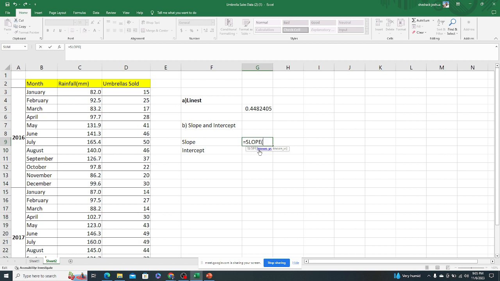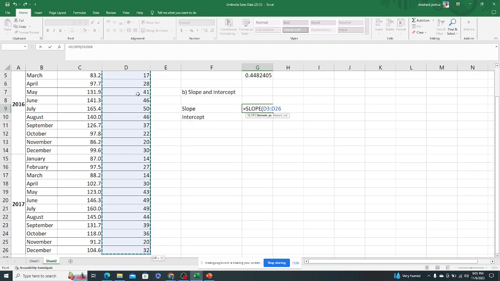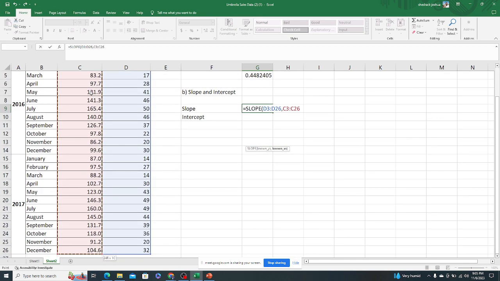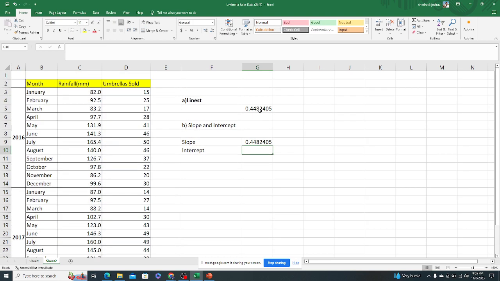So we are going to calculate the slope, and for slope we will also need two arrays, the known y's and the known x's. We highlight the known y's, comma, the known x's, and then done. If you run that, you are going to get the value which we got with the LINEST function. The other function now is the intercept.